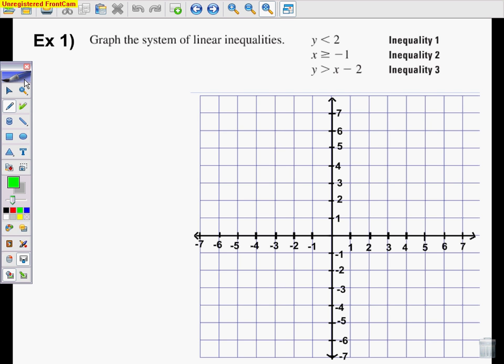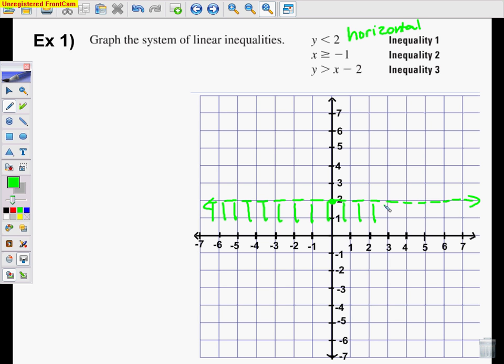If we start off with the first one, y is less than 2, you should be able to look at that inequality and tell me, because it's just a y in there, that it is horizontal. And also that it's going to be a dotted line. So we're going to make a dotted horizontal line through y equals 2. Now, this inequality is a less than, so we're going to be shading below the line. So that's going to be everything below this line.